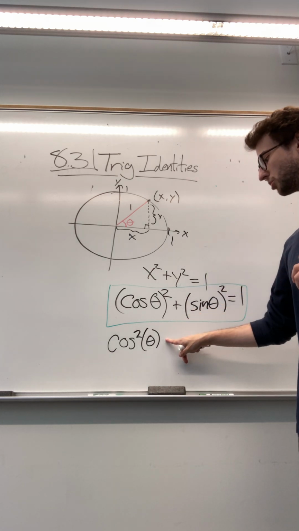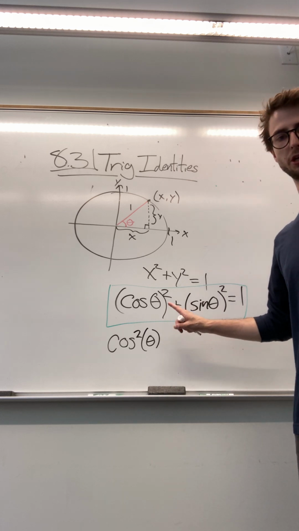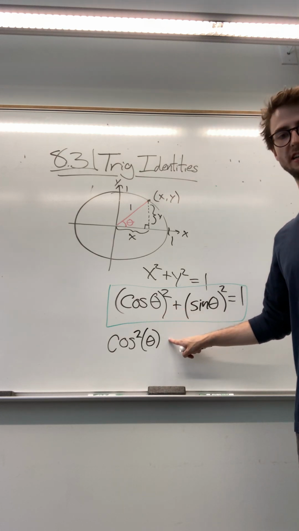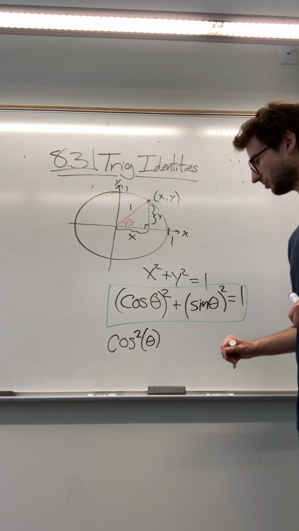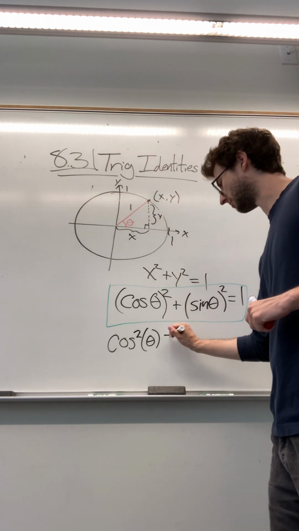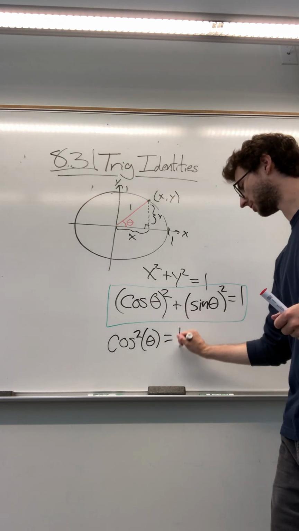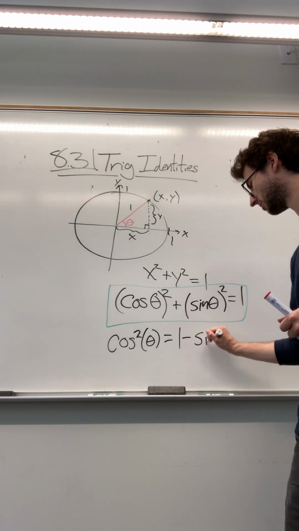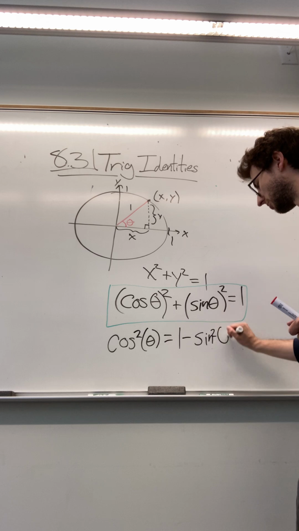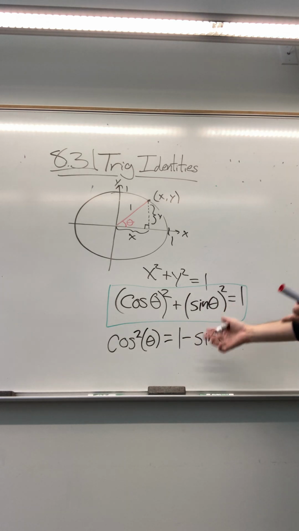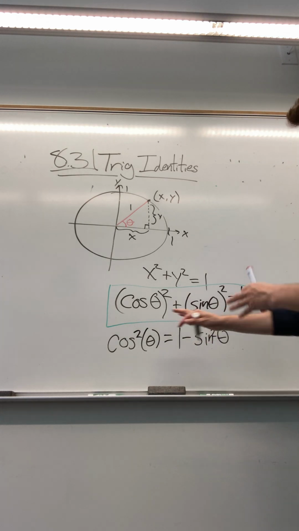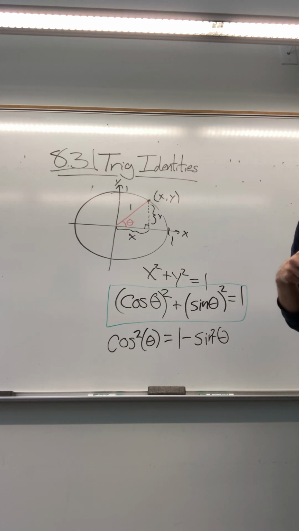This is a little more ambiguous, so I'm going to try and avoid this, but just be aware, you will see it written like this sometimes. But cosine squared theta, I can rearrange this equation. So if I just subtract the sine theta squared, I'll get 1 minus sine squared theta. This is also true. This is the same identity. I've just done some algebra to it.